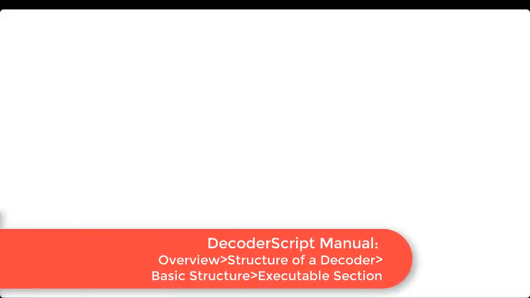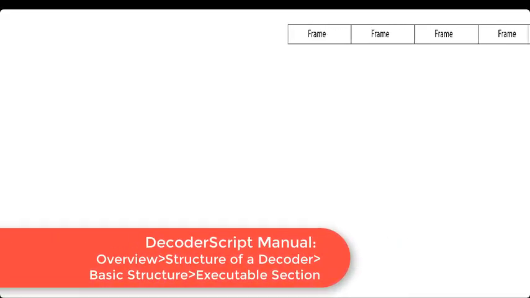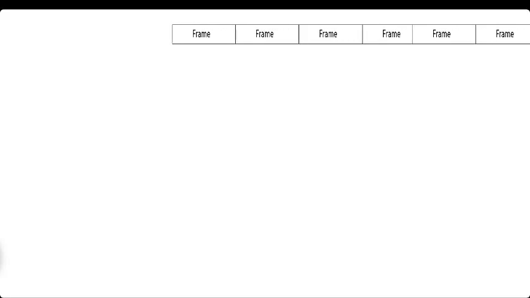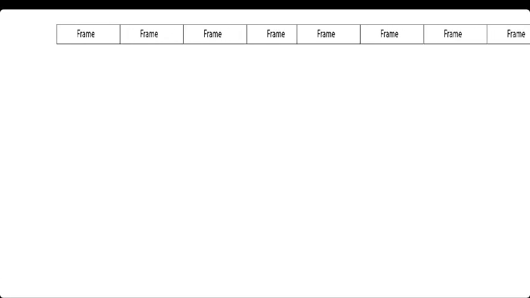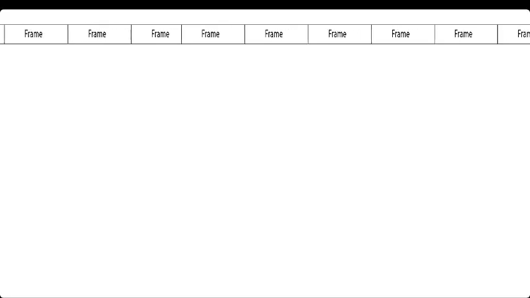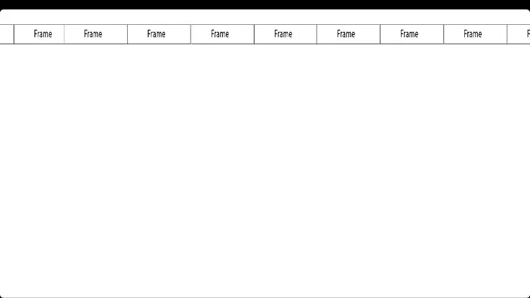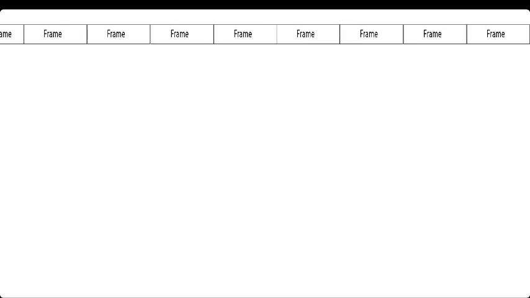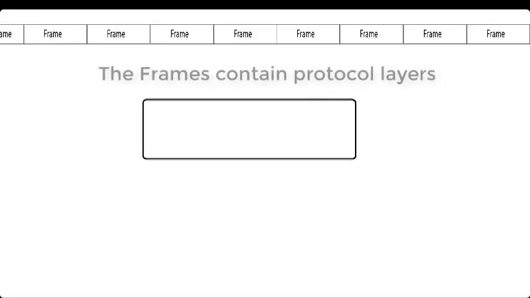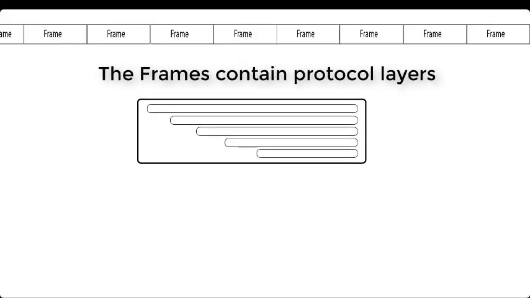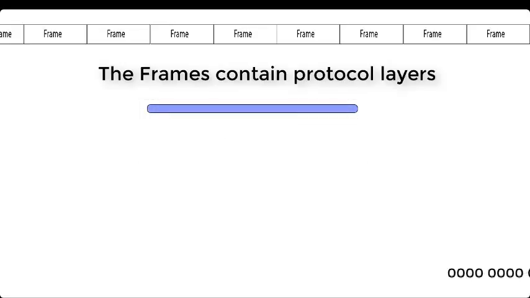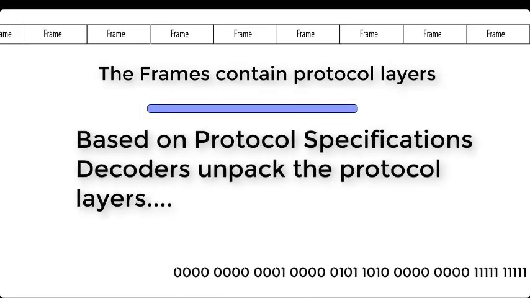Before we discuss the decoder executable section, let's review a simplistic model of how network communications work. Devices on a network communicate by sending a sequence of frames that carry the communications information or data. Within a frame, the data is usually ordered by protocol layers. The decoder's job is to disassemble a protocol layer into easily readable information.